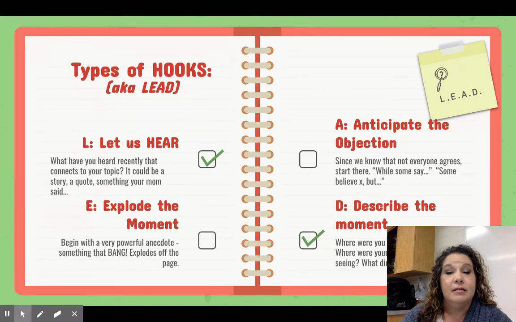Or D, we could describe the moment. We could tell exactly where we were when something happened. Where were our feet? What were we seeing? What did we smell? Any one of these would work.